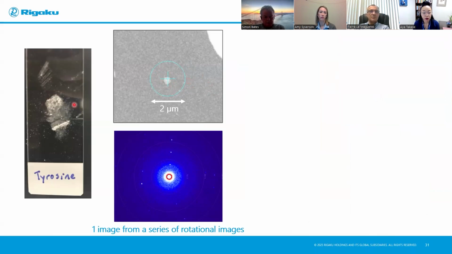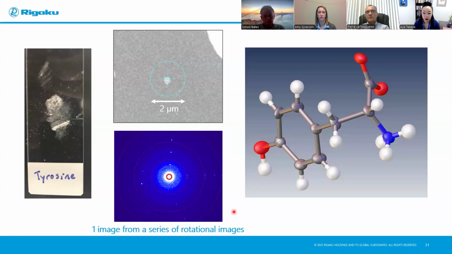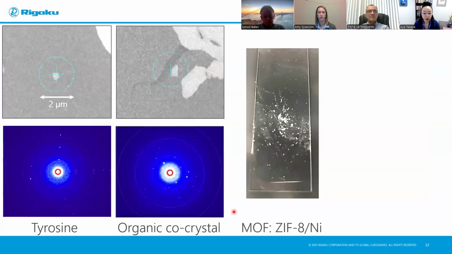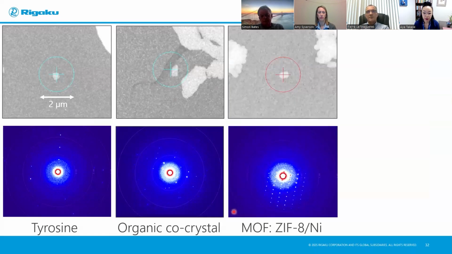And I mention here, though, that this is just one image from a series of several hundreds of rotational consecutive images. Just like with X-rays, we do rotate the sample in the beam, and then we gather hundreds of images. This is just one example. And then we got the crystal structure of tyrosine from it. So this is what we got for tyrosine. For the organic core crystal, here are examples of particles that we used and diffraction patterns we got, and the same for the MOF sample here. Look at this beautiful diffraction pattern at the bottom.